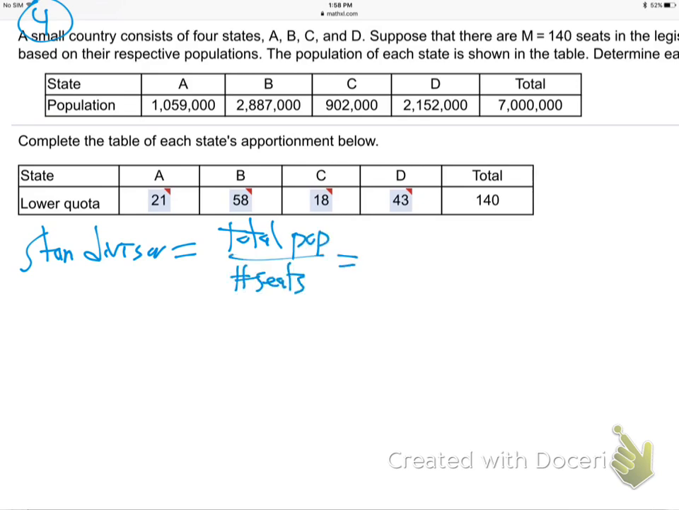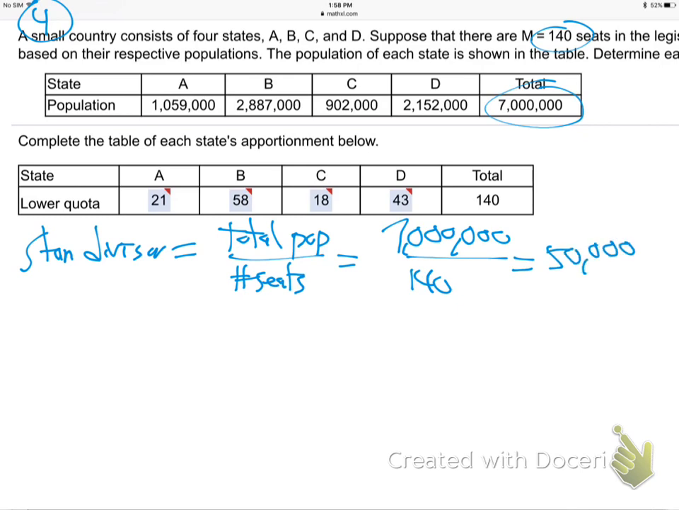You guys have a calculator? Total population is 7 million over, what's the number of seats? 140, right? It's going to be something ugly probably. 7 million over 140, I'm getting, oh, 50,000, that's not bad. Nice clean 50,000. So that's the standard. Everybody with me? That's the standard divisor. That's normally what we divide all the numbers by. That's why it's called the divisor.